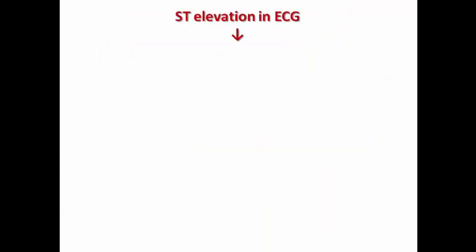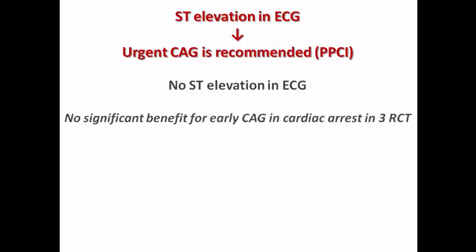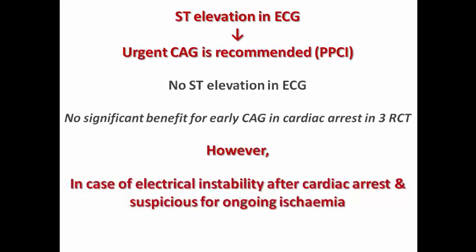The first ECG feature that we look for after arrest is ST elevation, and this patient would need urgent coronary angiography to perform primary PCI and open the culprit artery. But if there is no ST elevation, 3 randomized controlled trials showed no significant benefit for early coronary angiography post-arrest. However, in case of electrical instability after cardiac arrest and a suspicion of ongoing ischemia, you need to go for coronary angiography.